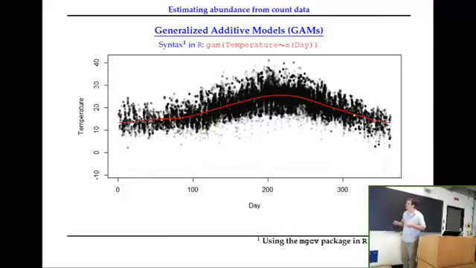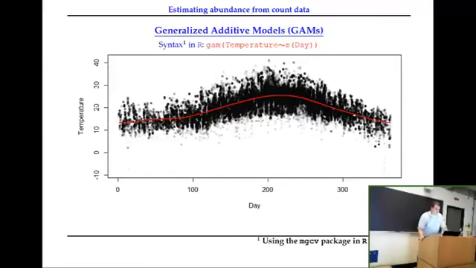Throughout the talk I'm going to be using GAMs as implemented through the mgcv package in R by Simon Wood. And for those familiar with regression in R, it's actually really easy to use GAMs in R. This is all the syntax required to fit a relationship between temperature and some arbitrary function of day.